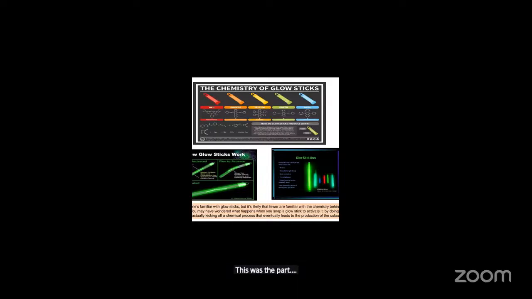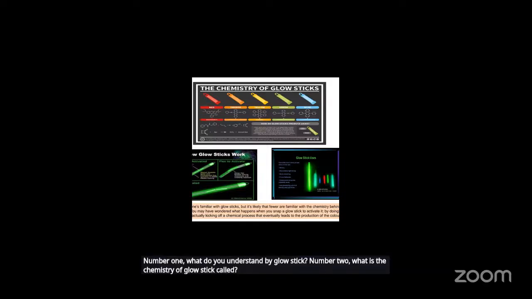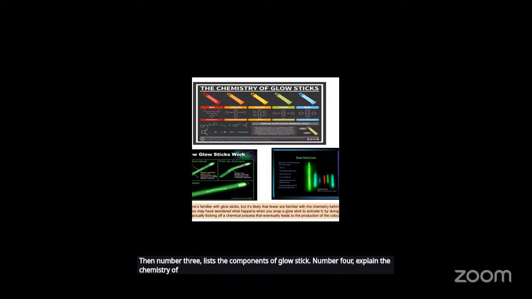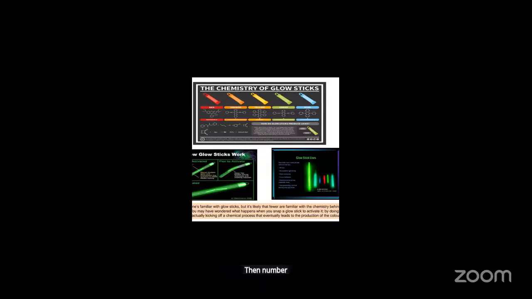Number 1, what do you understand by glow stick? Number 2, what is the chemistry of glow stick called? Then number 3, list the components of glow stick. Number 4, explain the chemistry of glow stick reaction. Then number 5, list 3 uses of glow stick and 3 uses of anthraquinone.